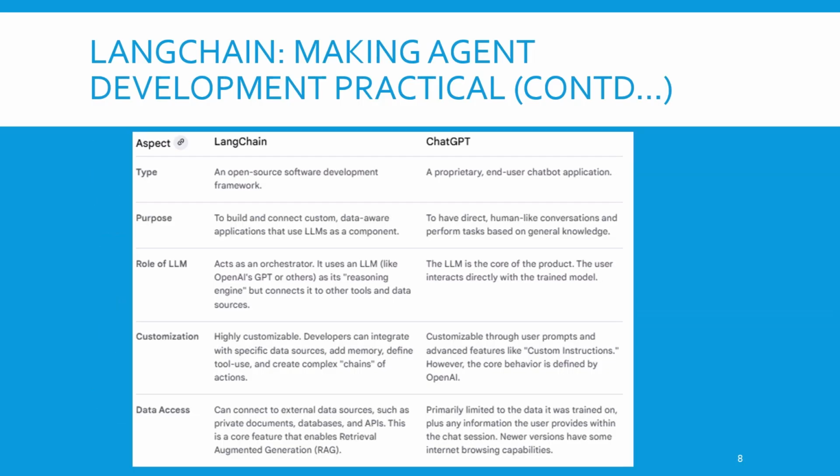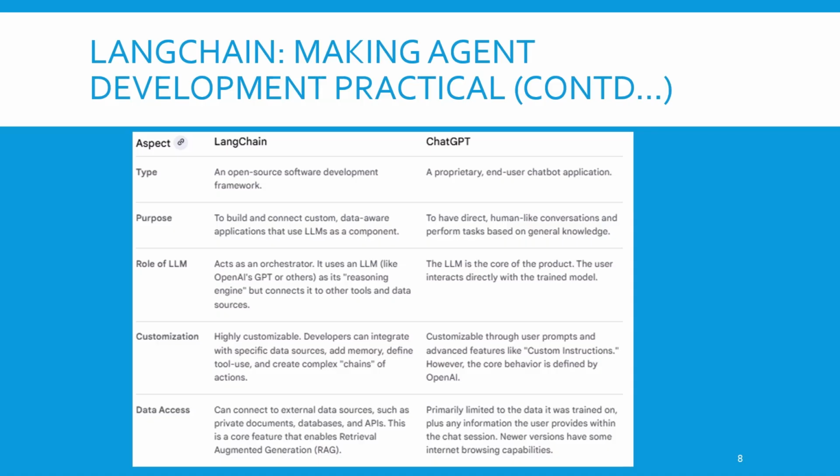Now, let's talk about some of the differences between LangChain and ChatGPT. So, again, LangChain is an open source software development framework, while ChatGPT is a proprietary and end user chatbot application. The purpose of LangChain is to build and connect custom data aware applications that use an LLM as a backend component, while ChatGPT has a direct human like conversation to perform tasks with the user based on its general knowledge.